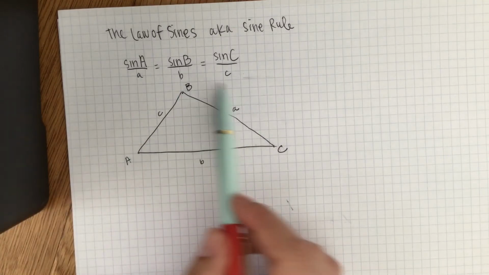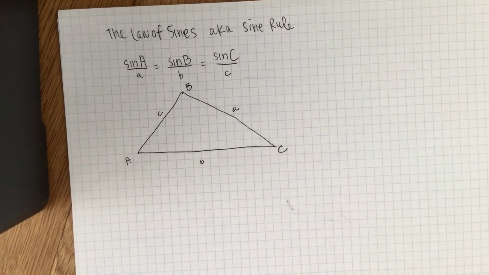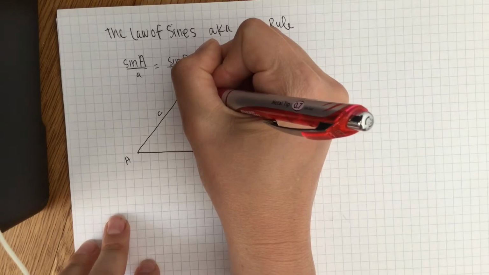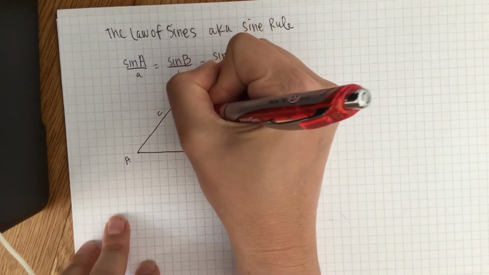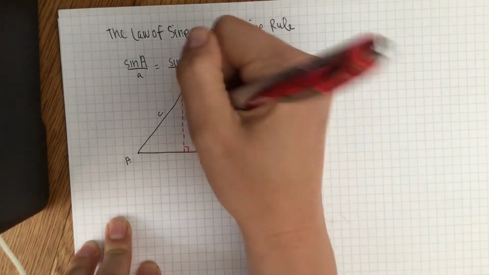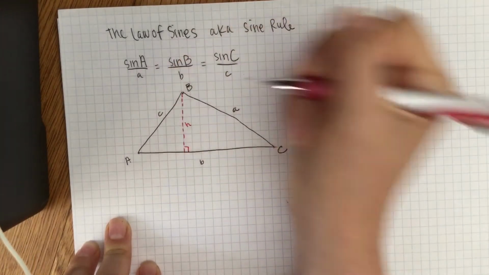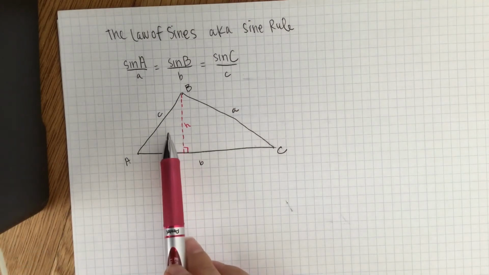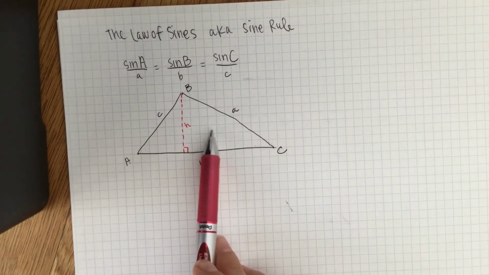So how did they come up with this ratio anyways? So what they did is they went back to the trig ratios. But in order to look at the trig ratios, we have to have a right triangle. And so in any triangle, you can always draw in an altitude. An altitude goes from a vertex and it meets the opposite side at 90 degrees. We're going to call this the height. That is the height. And so when we do that, we separate this triangle into two right triangles.